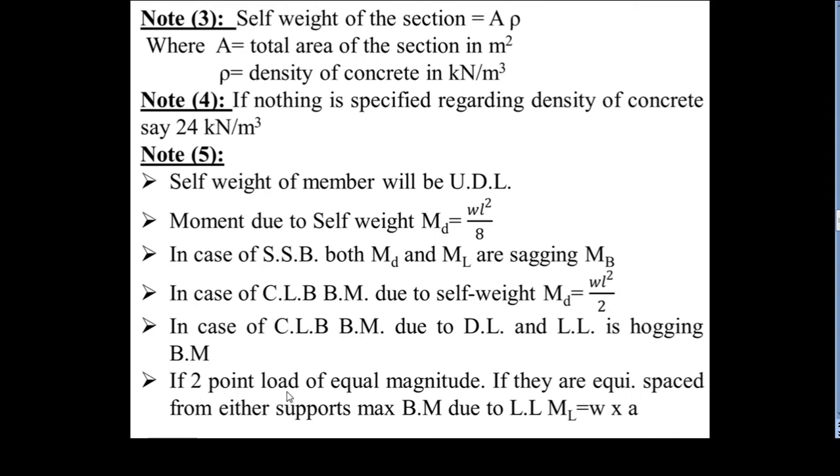Then if 2-point loads of equal magnitude are placed at equal spacing from the supports, the maximum bending moment due to dead load and live load, ML, is equal to W into A, that is load into the distance measured, a quarter distance. This is the note we have taken before analysis of a member.